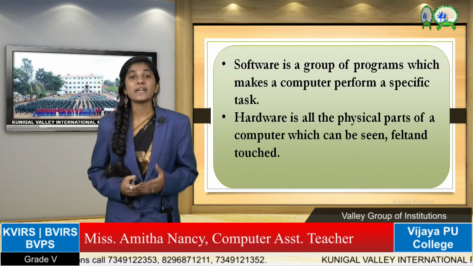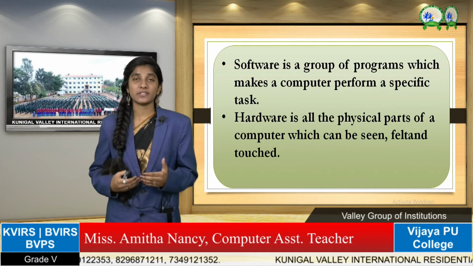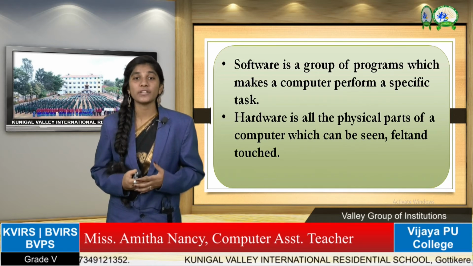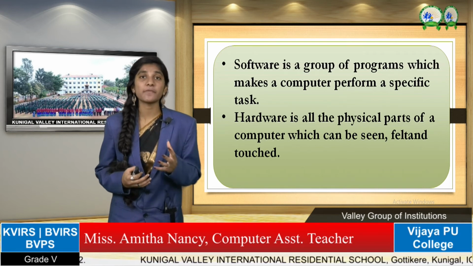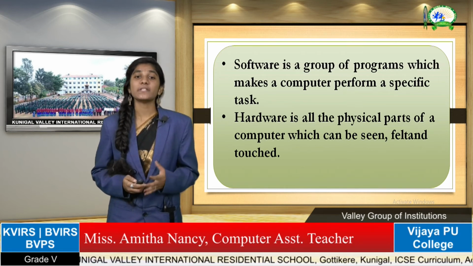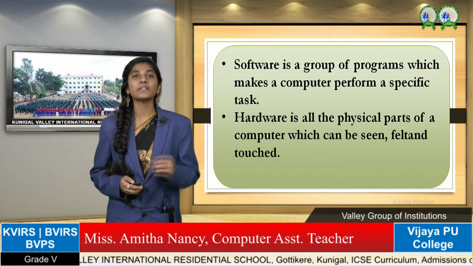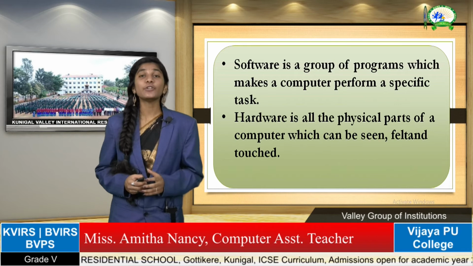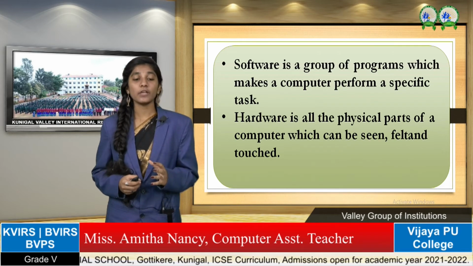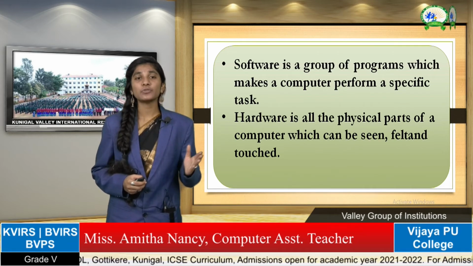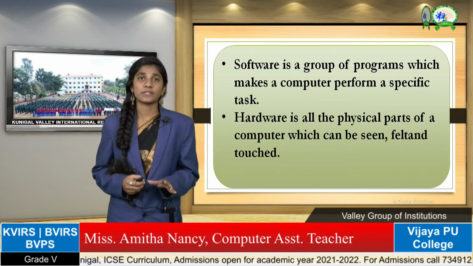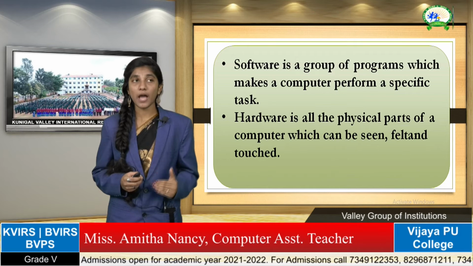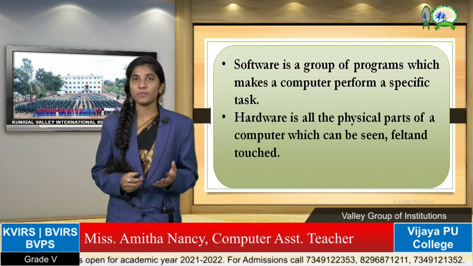Next we have, what is software? Software is nothing but a set of instructions that makes a computer operational or perform a specific task is known as software. What is hardware? Hardware is nothing but the physical components or the physical parts of the computer that you can touch and see. When we compare to software, you cannot touch but you can see. With the hardware, you can touch and see, both.